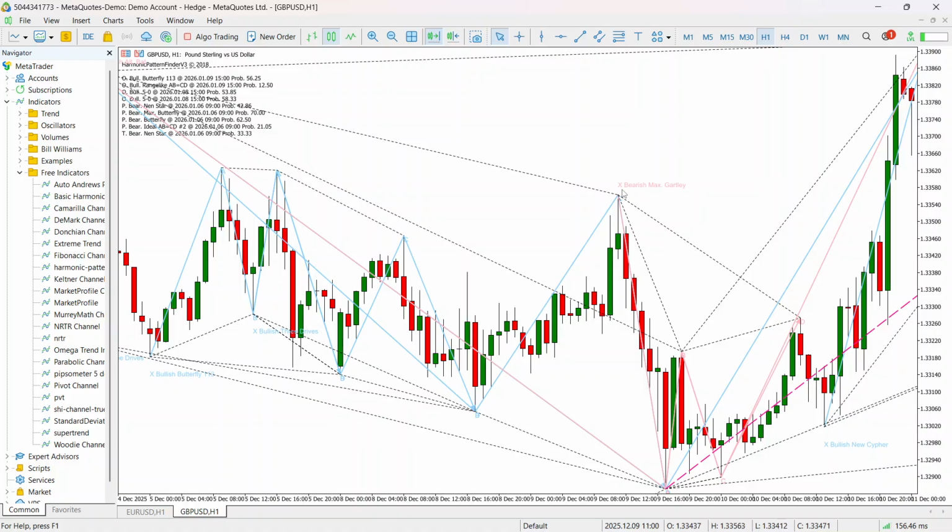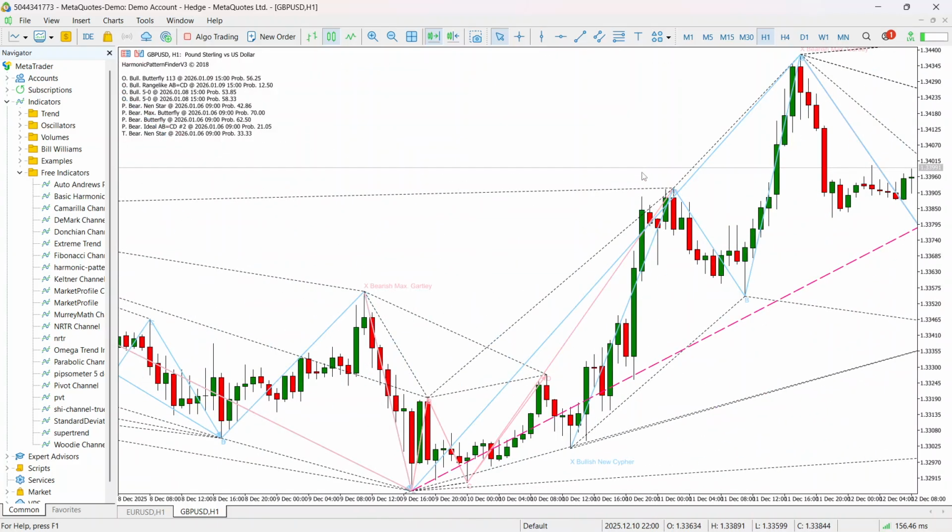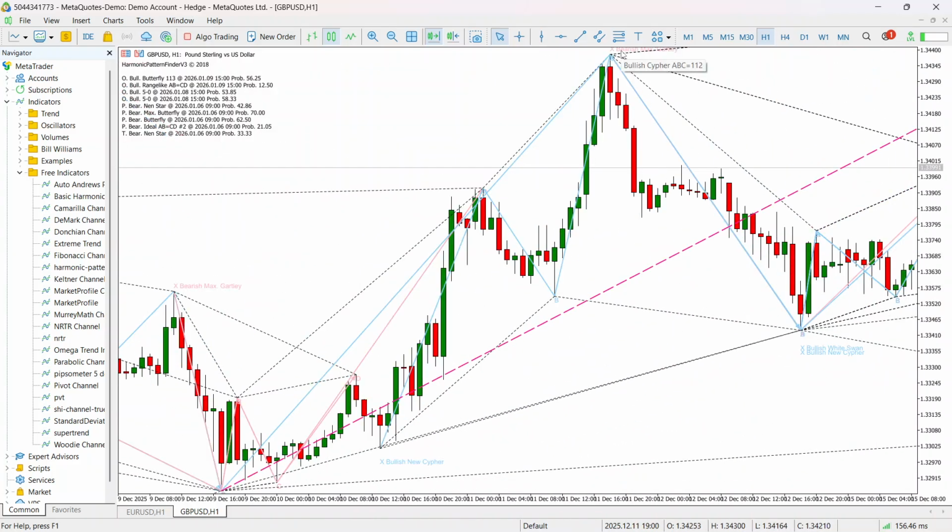As you can see on the chart, here's an X for a bearish Gartley, and here for a bullish cipher, and a bearish pattern, point B for a bullish new cipher, along with others. The indicator uses different colors and shapes to distinguish between bullish patterns suggesting upward reversals and bearish patterns indicating downward reversals, making visual interpretation straightforward.